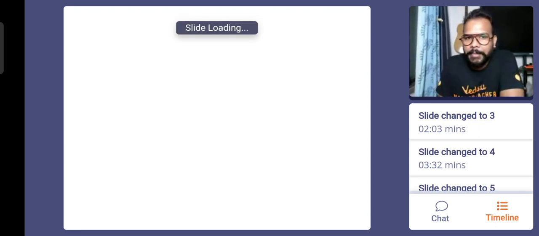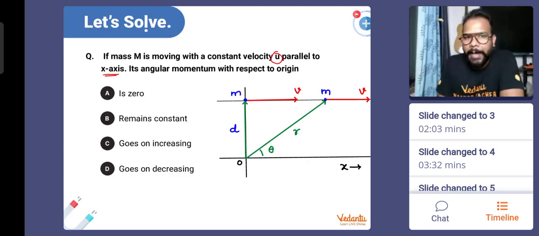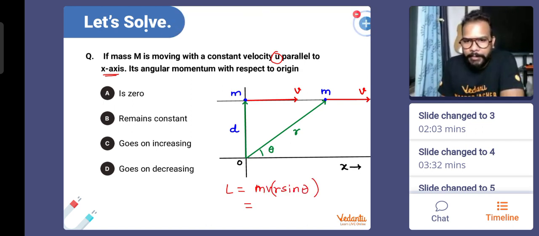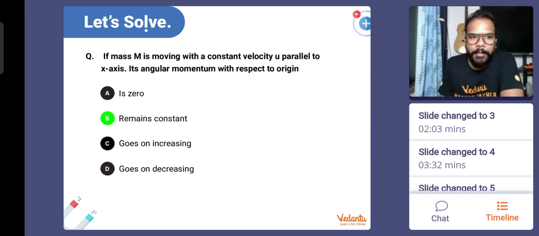Everyone, if there is a mass m which is moving with a constant velocity u parallel to the x-axis, can we say its angular momentum with respect to origin will be 0 or constant, or it will increase or it will decrease? Quickly answers in the chat box. The angular momentum will be mvr sine theta, and this r sine theta value is d, and that value is not changing, so this value will remain a constant. Okay, please remember this point. This is one of the most important parts in the concept of angular momentum.